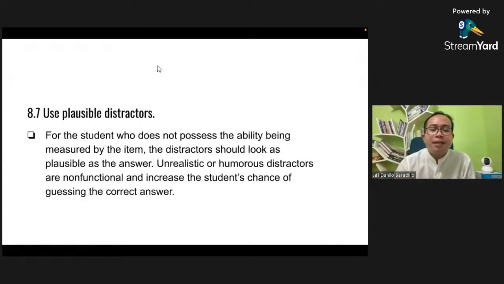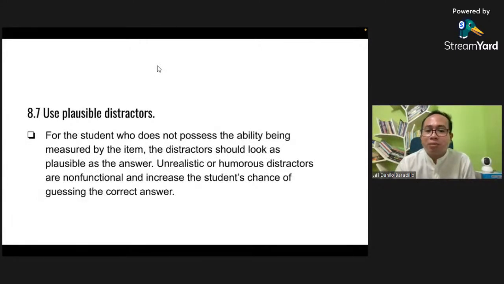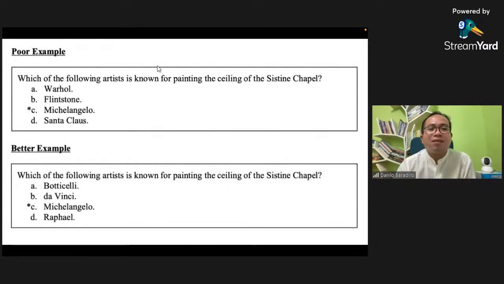Okay, number 8.7. Use plausible distractors, as I said a while ago. For the students who do not possess the ability being measured by the item, the distractor should look as plausible as the answer. Unrealistic or humorous distractors are non-functional and increase the student's chance of guessing the correct answer. For example, which of the following artists is known for painting the ceiling of the Sistine Chapel? Can you imagine you include Santa Claus?